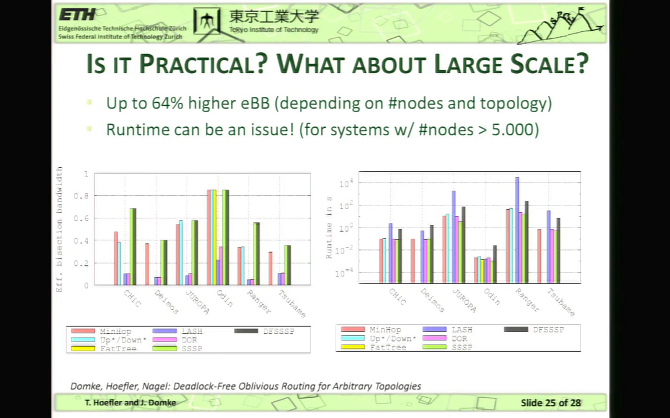And then the performance improvement is also pretty substantial. If you look at Ranger, Ranger routed with MinHop is about this performance. So effective bisection bandwidth is really low. And if you route it with different routings, then you will get a much higher performance. It's the same for Tsubame and other systems.